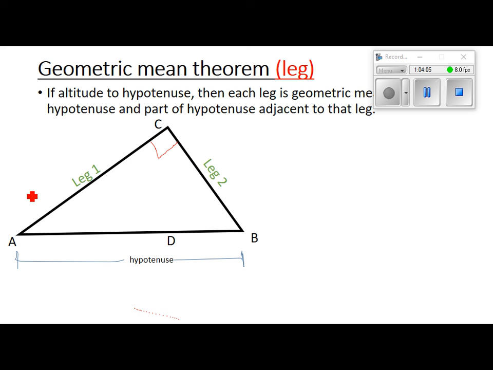Does that say geometric mean? Yeah, sorry. I'll fix that.